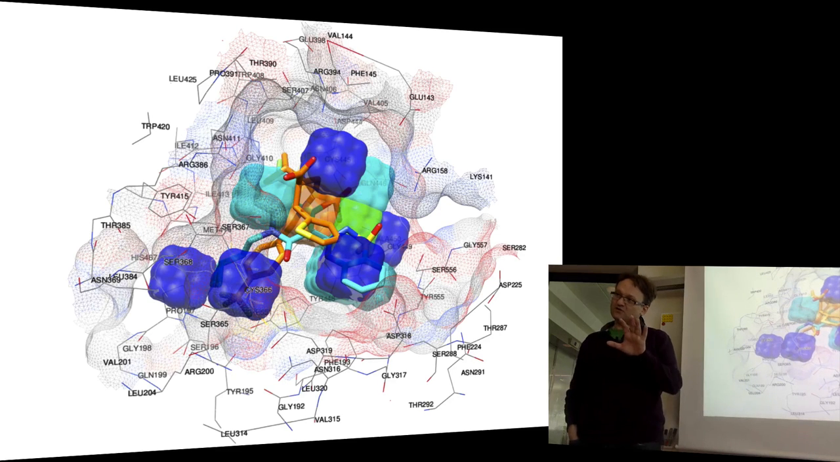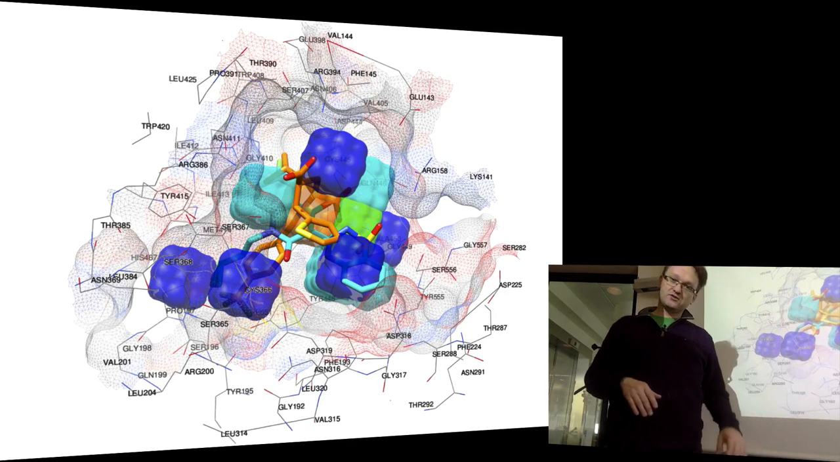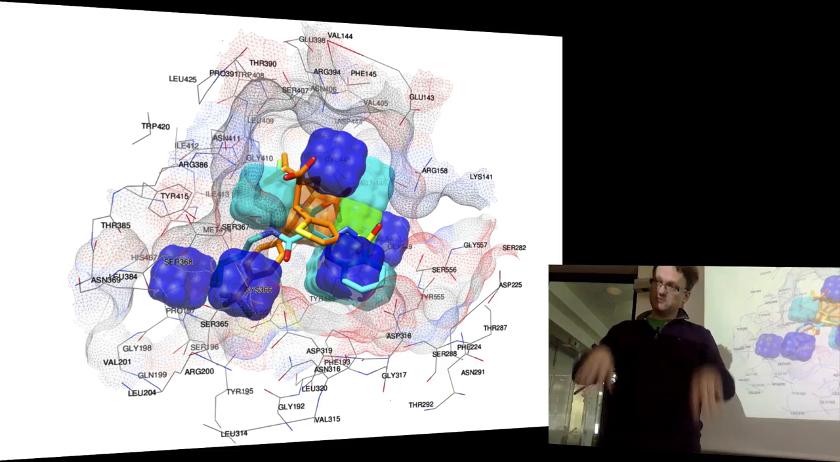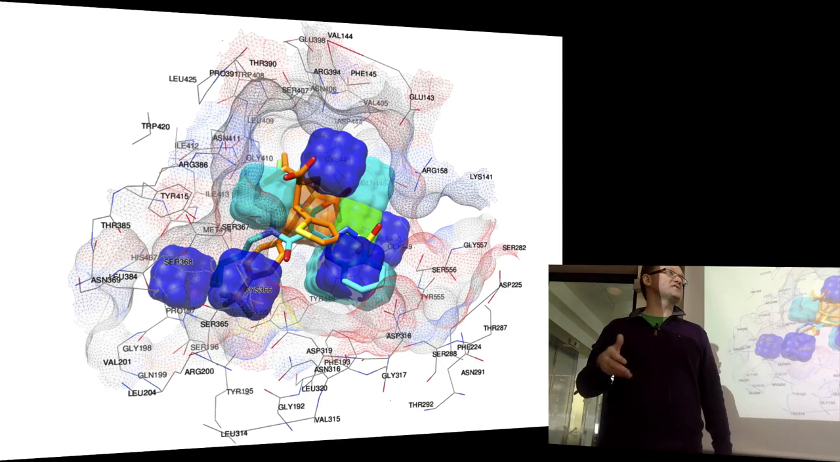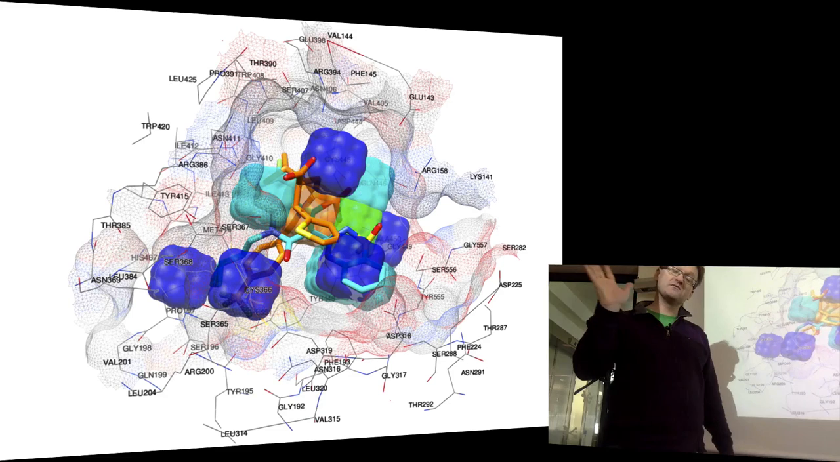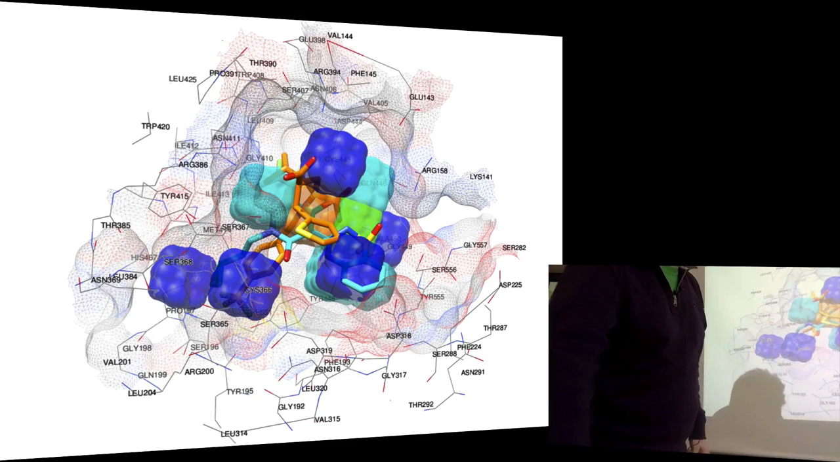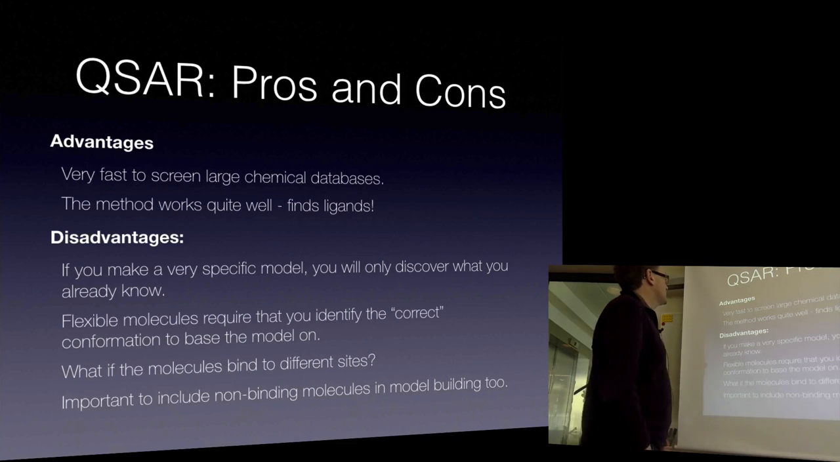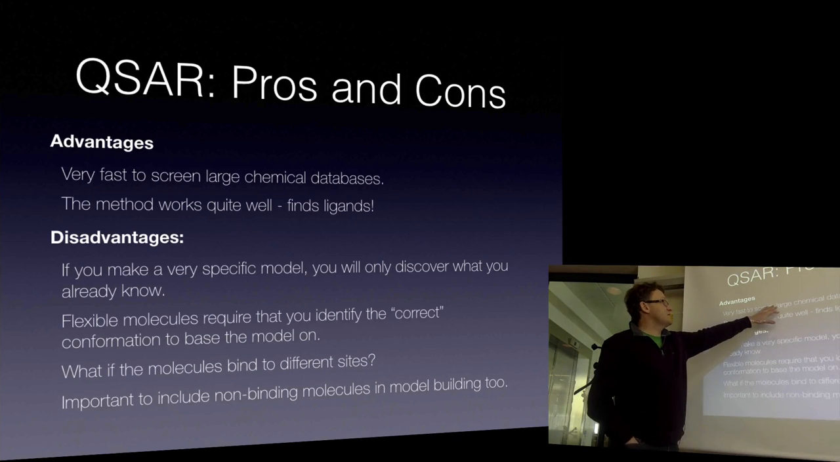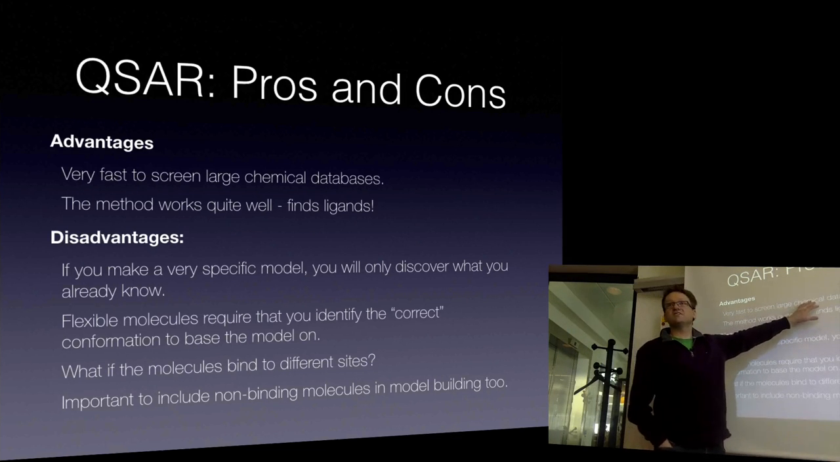The advantage is that now you're not doing anything structurally here, forget about the coordinates, you're just looking at a table with 5 numbers. You can screen through 10 to the power of 60 molecules in no time. Well, not no time, and maybe not 10 to the power of 60, but 10 to the power of something that's fairly large, because it's fast. So there are some really cool advantages. You can screen through an insanely large chemical database, even if these chemicals haven't been synthesized yet.